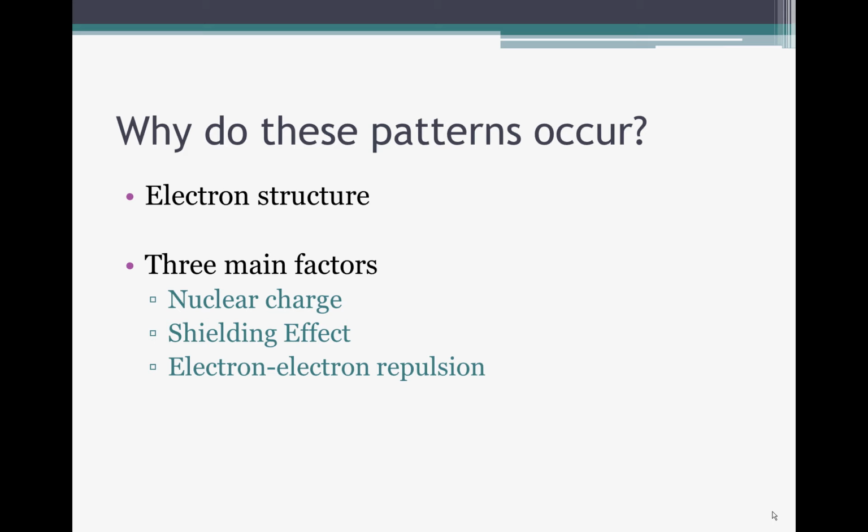Why do we see metals to the lower left, nonmetals to the upper right? Why do some families contain both, even though their valence electron configurations are the same? Well, there are three main factors here.